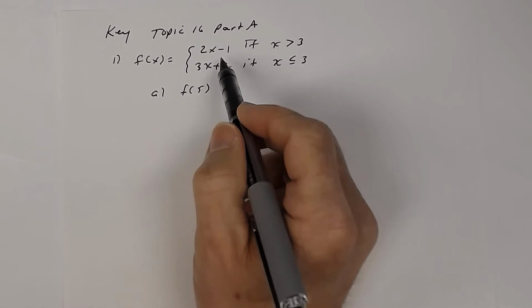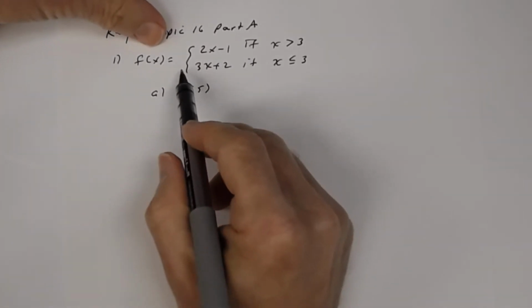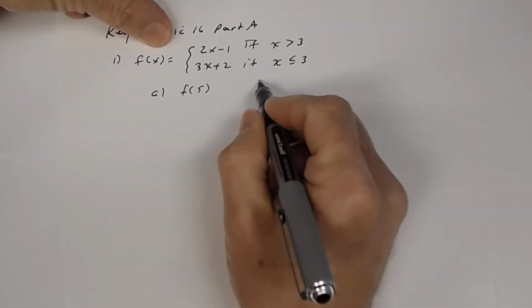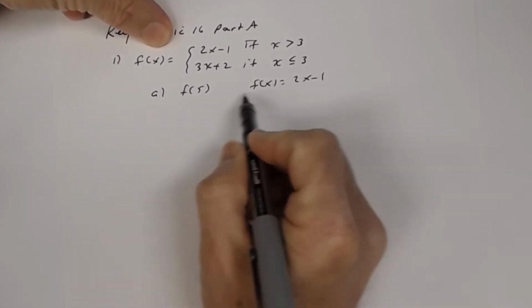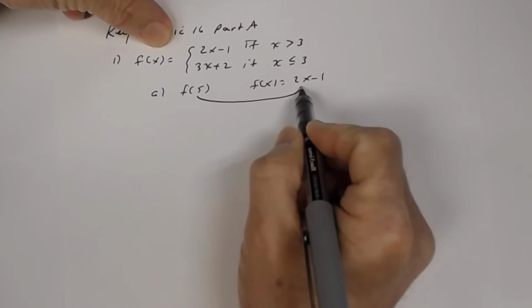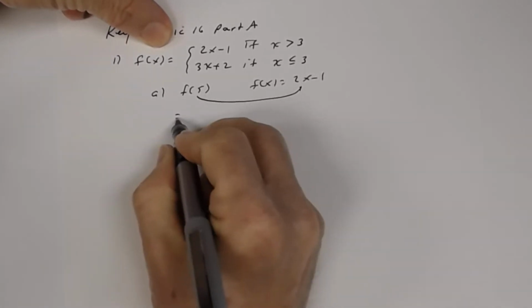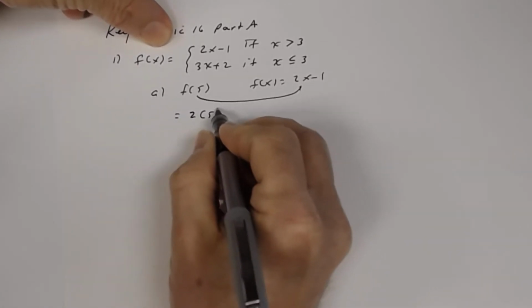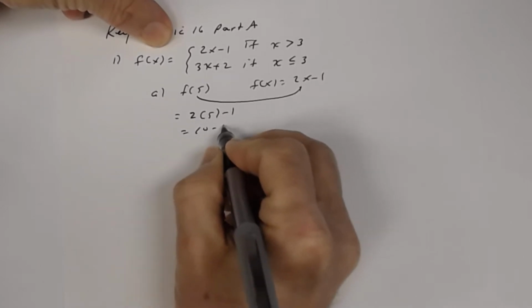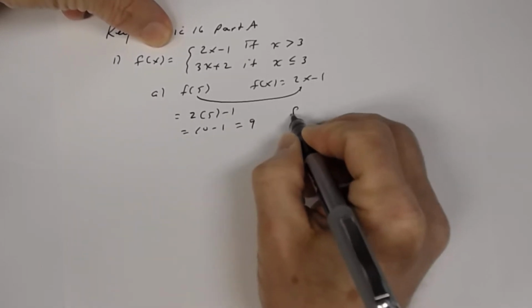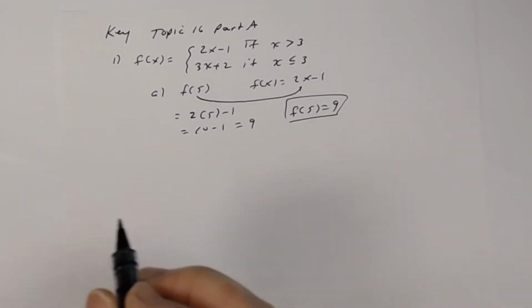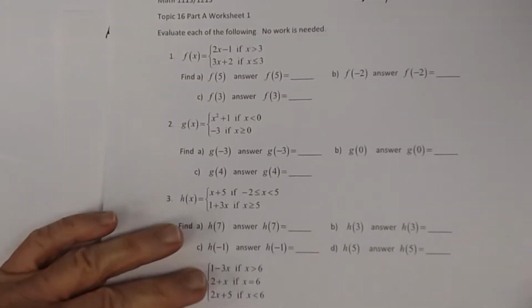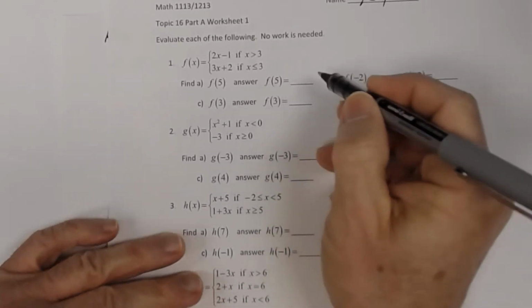So you're going to use this one. So you're going to go to f of x equals 2x minus 1. And in place of x, you're going to substitute 5. So we get 2 times 5 minus 1. So that's 10 minus 1, which is 9. So you're going to say f of 5 equals 9. Okay, so the answer for part A of number 1 is 9.